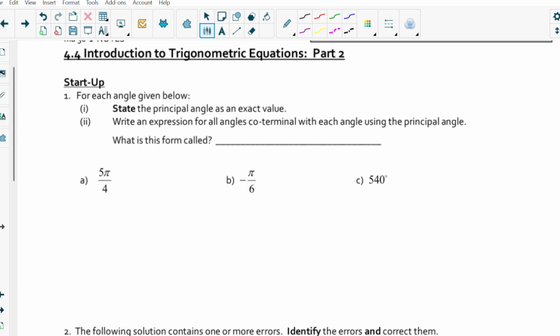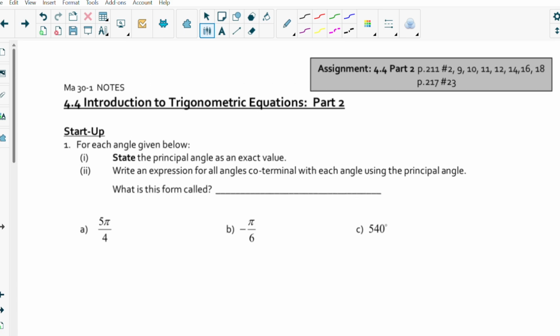Okay, 4.4, Intro to Trig Equations, Part 2. For each angle, let's do a little startup. For each angle given below, state the principal angle as an exact value. Well, we'll have to define what principal angle is. Write an expression for all angles coterminal with each angle using the principal angle.